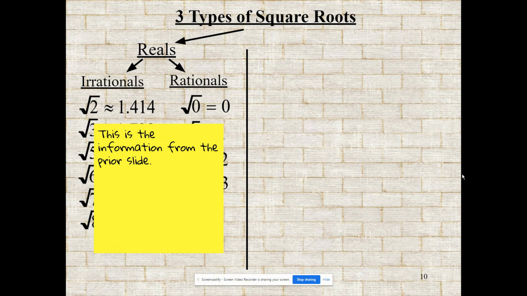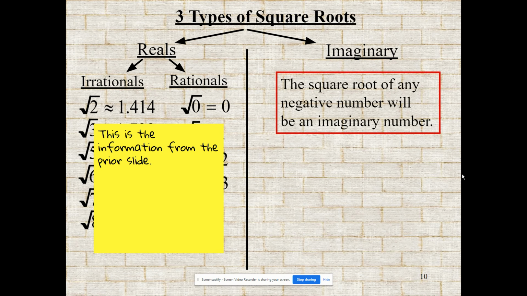Now we're going to go to the next slide. Now look at the information here. That's what we were just writing on the last page. And we're going to talk a little bit more about imaginary numbers. So types of square roots that are imaginary. The square root of any negative number will be an imaginary number. So make sure you write this in your notebook. This is something good to know. Put a little square around it like I did here.